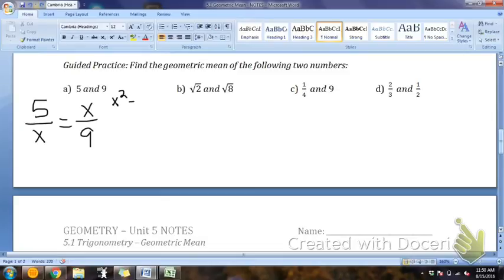So I get x squared equals 45. Take the square root of each side. And x equals the square root of 45. But is that finished? No. What can we break 45 down to? 5 and 9? 3 and 3. So I have a pair of 3's. Remember, for every pair, you can write it outside.